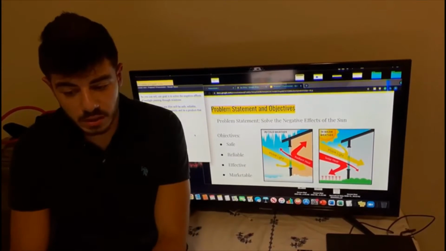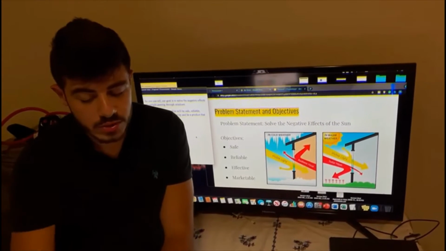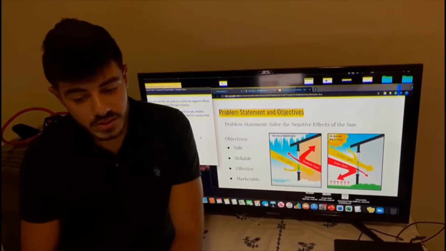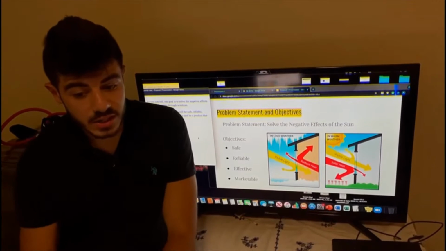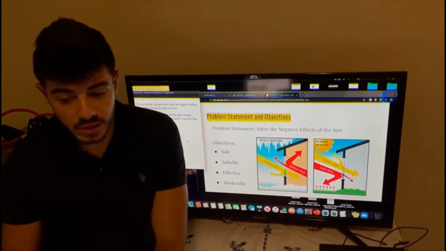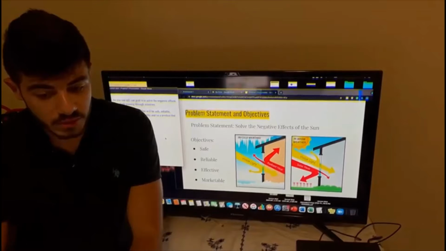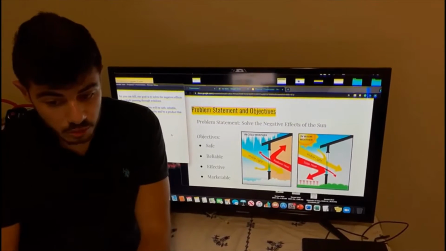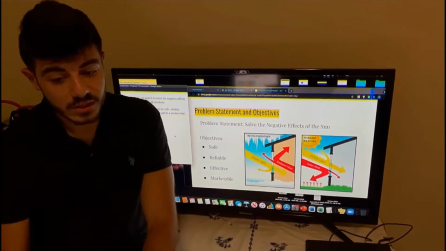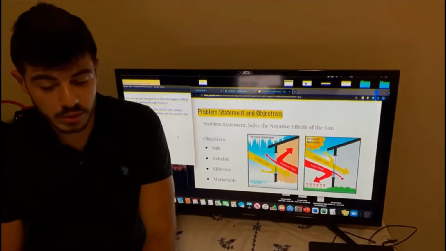And for the problem statement and objectives, as you can tell, our goal is to solve the negative effects of the sunlight passing through windows, and it is imperative that our film will be safe, reliable, effective, beneficial to humanity, and be a product that people will actually use and want.